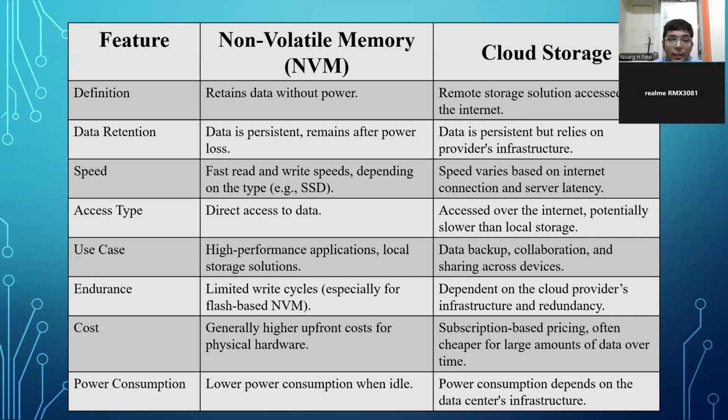Access type: NVM offers direct access to data; cloud storage is accessed over the internet, potentially slower than local storage. Use cases: NVM suits higher performance applications; cloud suits data backup, collaboration, and sharing across devices. Endurance: NVM has limited write cycles; cloud depends on the provider's infrastructure and redundancy. Storage cost: NVM generally has a higher upfront cost for physical hardware; cloud has subscription-based pricing, often cheaper for large amounts of data over time. Cloud storage offers some amount of storage, so it needs a subscription. After the subscription expires, we need to renew or purchase a new one.